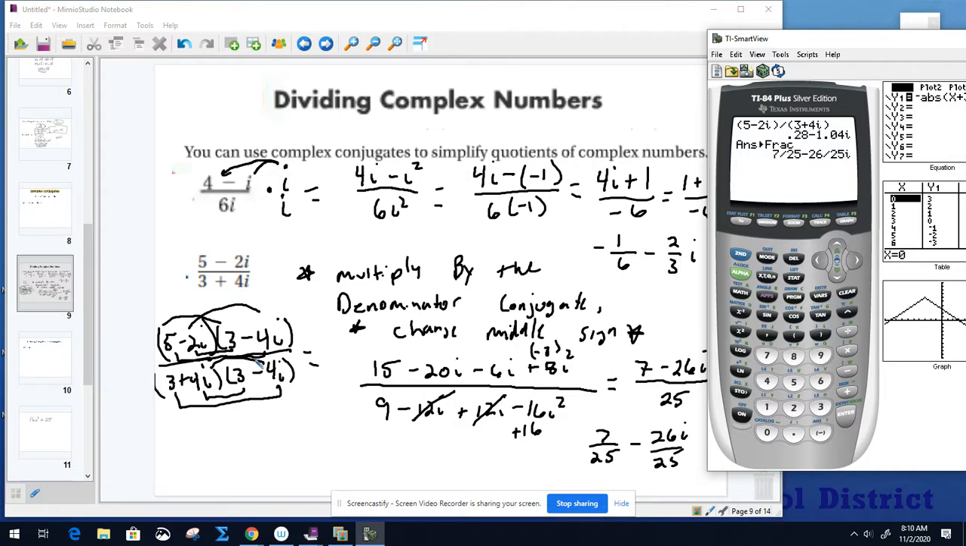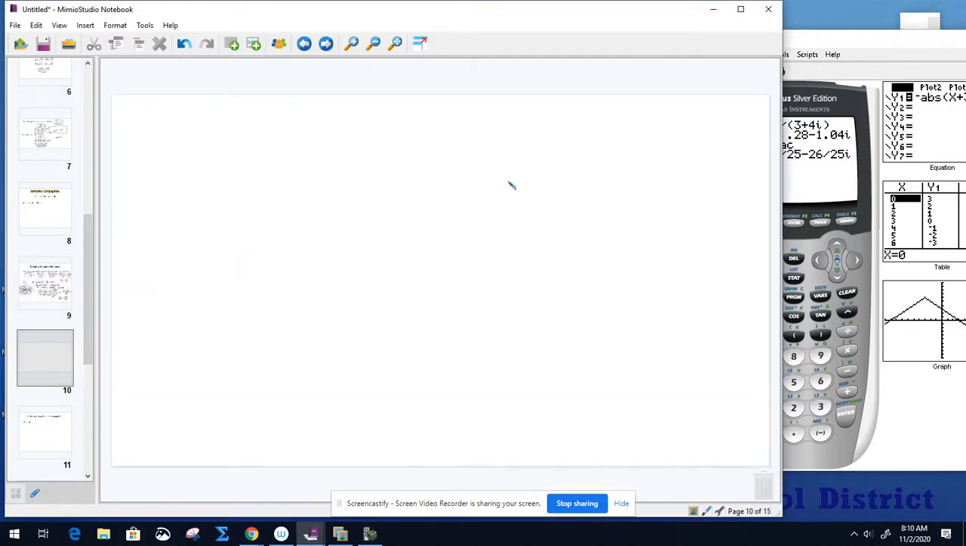Okay, but this is called multiplying by the conjugate. And again, the reason we have to do this is the math rule says we're not allowed to have an imaginary number in the denominator. So if you ever have an answer where you have an imaginary number in the denominator, it's going to be wrong.